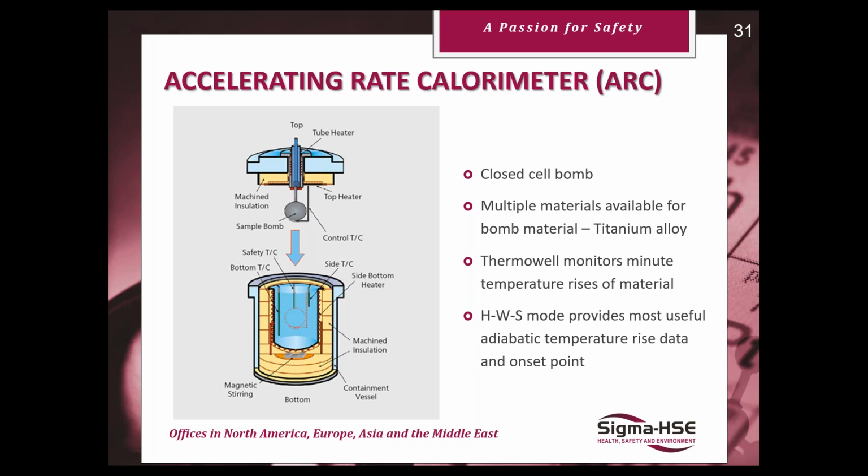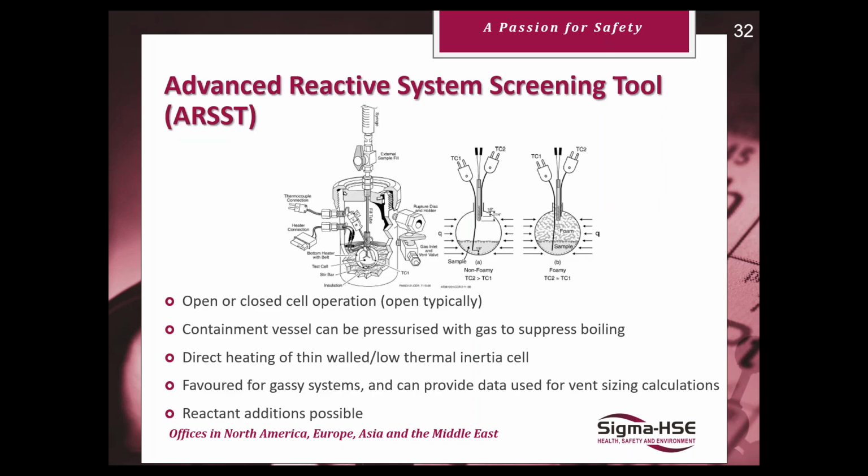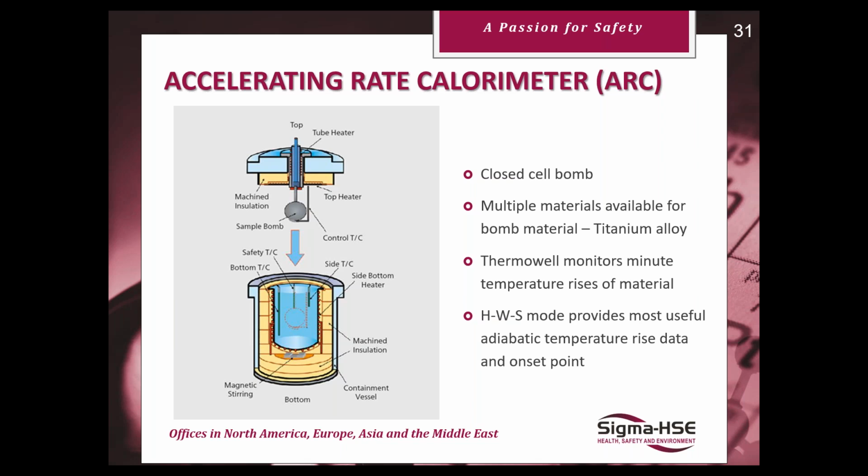And the ARC only has 2 modes of operation, really. And that's the heat rate search mode, which provides most of the useful data, the adiabatic temperature rise and exothermic onset point, whilst the isothermal testing is a bit more niche if you need to see whether a sample or product will decompose after being left at a certain temperature. So the ARC will match the oven temperature to the sample temperature to try and minimize the heat loss to the environment, and that's how the ARC will try and achieve its adiabatic conditions. And now we can move on to the ARSST.